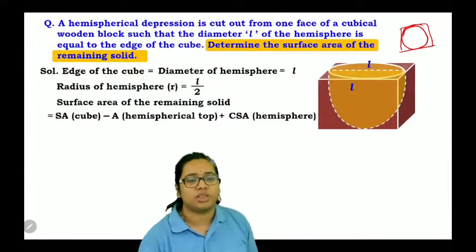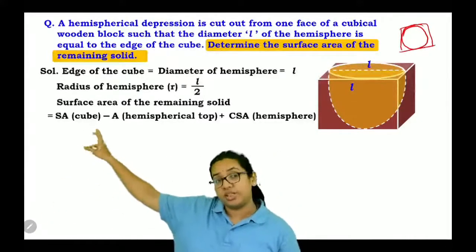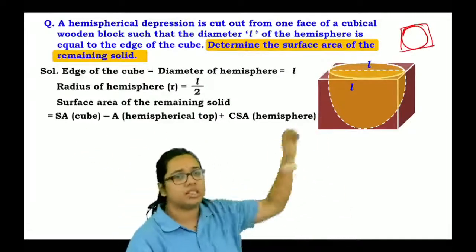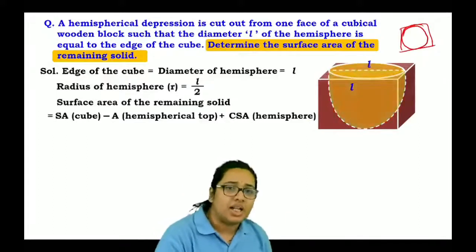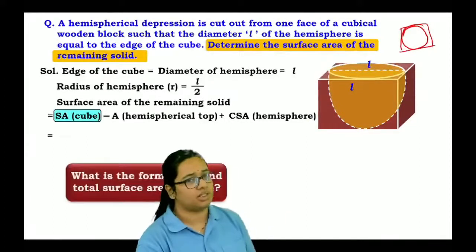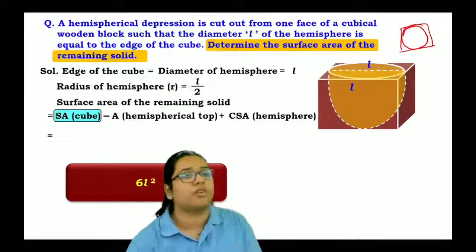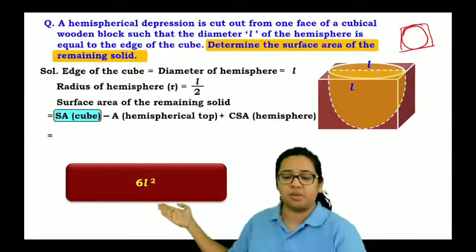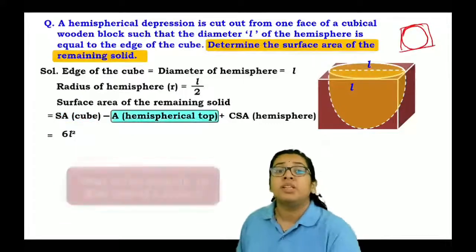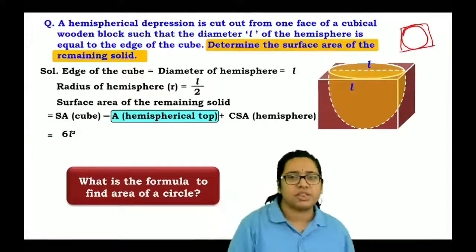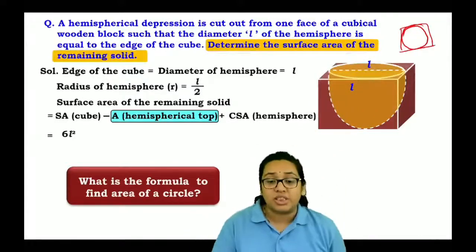So what we have to consider, if you are considering surface area of the cube, is to subtract the area of the hemispherical top and again add the curved surface area of the hemisphere. Getting this one? The formula for surface area of a cube is 6 times L square. Hemispherical top is the area of the circular face, and we know that area of the circle is given as pi r square.